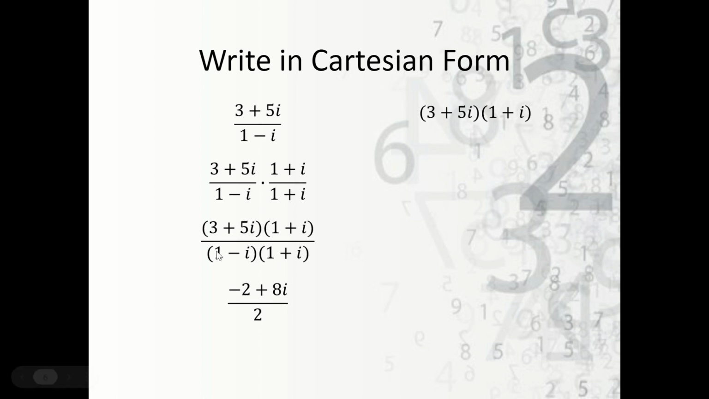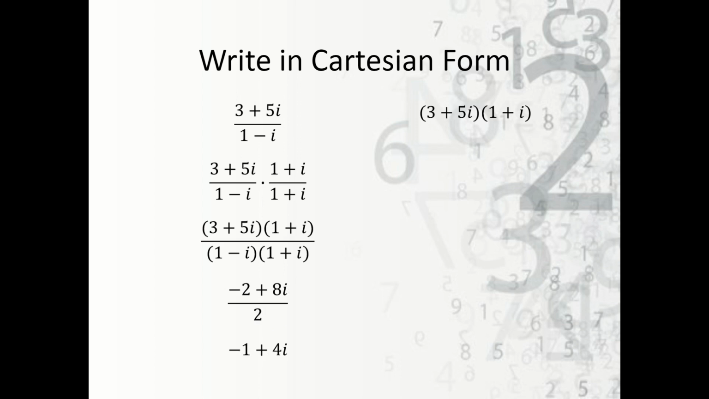Then we do the denominator. Notice this is really a difference of squares now. When we multiply this out, this is really 1 squared, which is 1, and i squared, which is -1, so it's 1 minus -1, which is 2. So we end up with (-2 plus 8i) over 2. We should notice that 2 goes into both of these. So -2 divided by 2 is -1, and 8i divided by 2 is 4i. So we end up with -1 plus 4i.